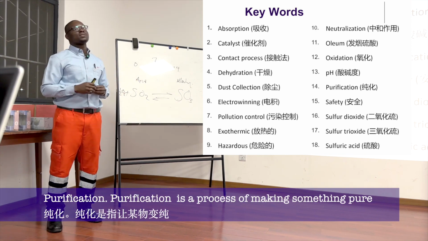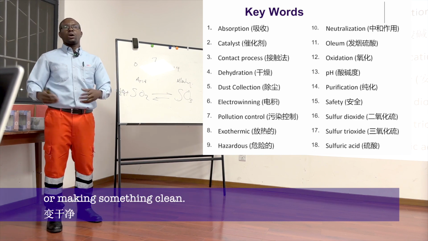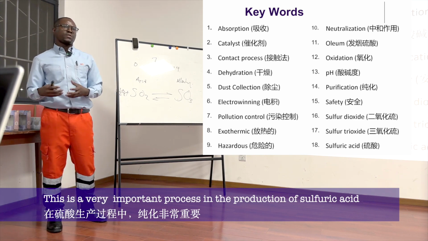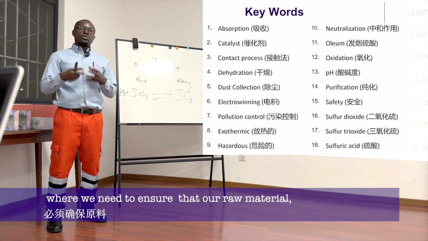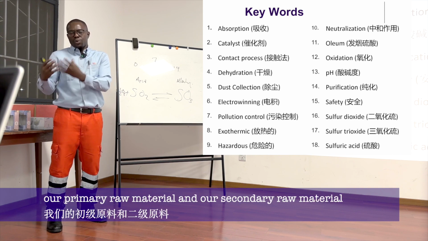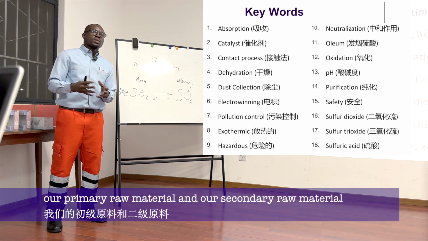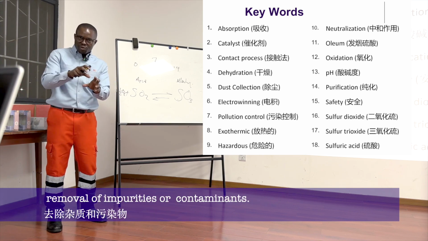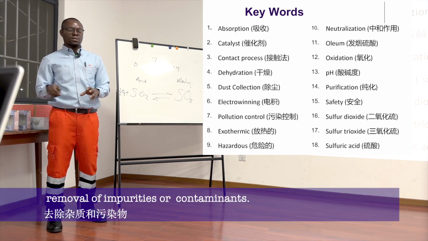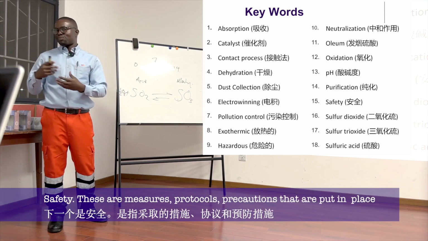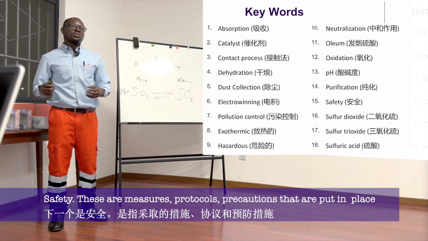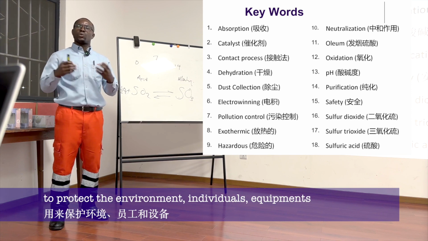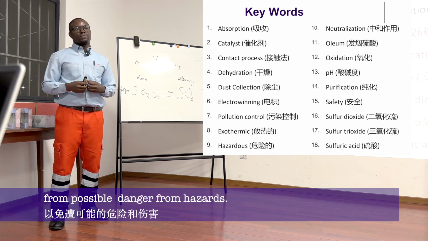Purification. Purification is a process of making something pure or making something clean. This is a very important process in the production of sulfuric acid, where we need to ensure that our primary raw material and our secondary raw material are well purified, cleaned, without impurities, with removal of impurities or contaminants. Safety. These are measures, protocols, precautions that are put in place to protect the environment, individuals, equipment from possible danger, from hazards.